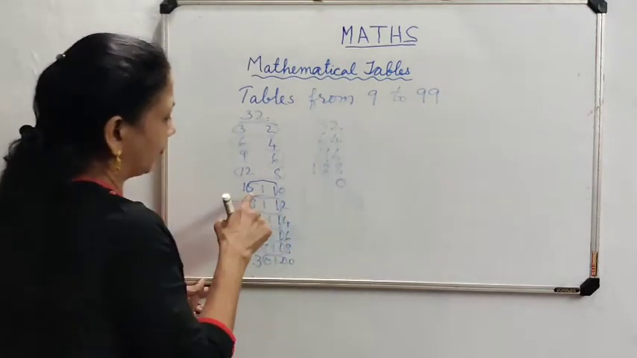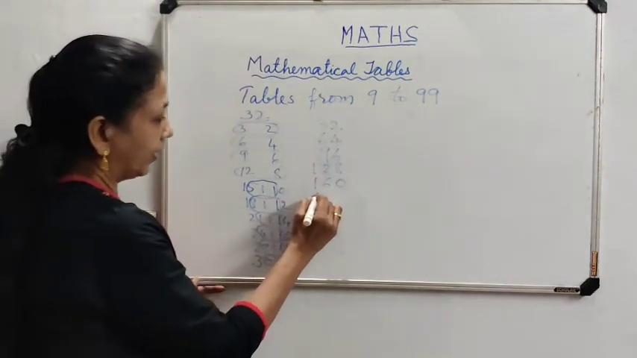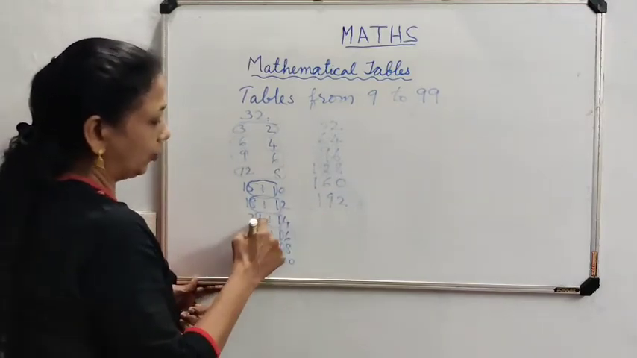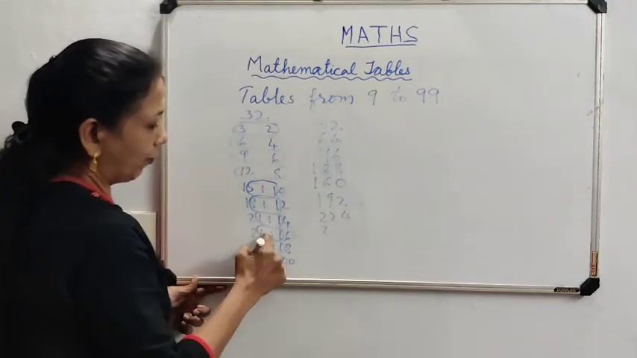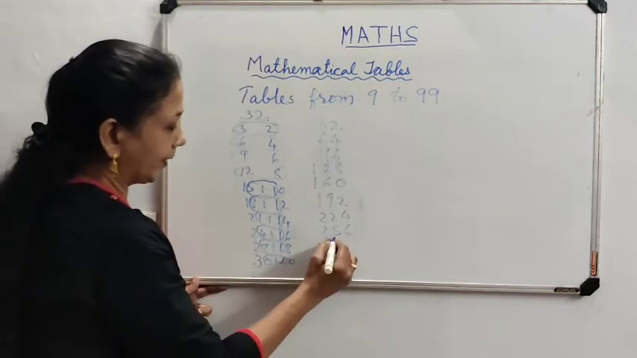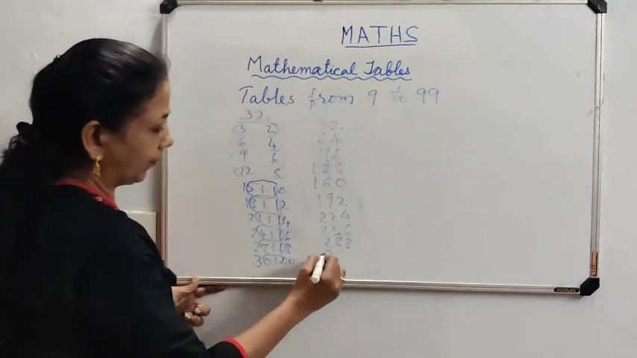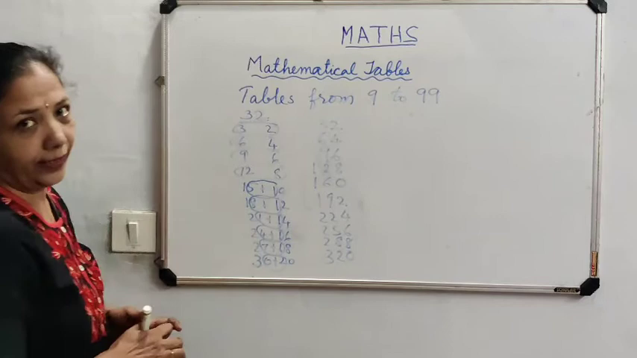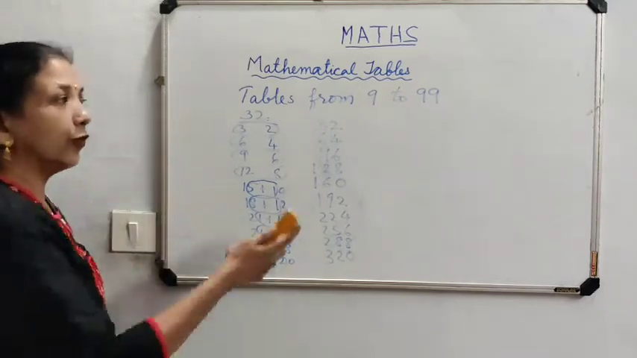Now what will come? Here 0. 5 plus 1, 6. 8 plus 1, 9. Here 2. 1 plus 1, 2. 2, 4 plus 1, 5. Then here 2, 7 plus 1, 8. Here 3, 0 plus 2, 2. So 32 10s are 320. Okay. Is it clear? Like this for all the tables.